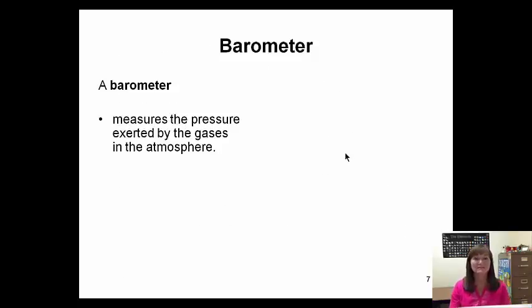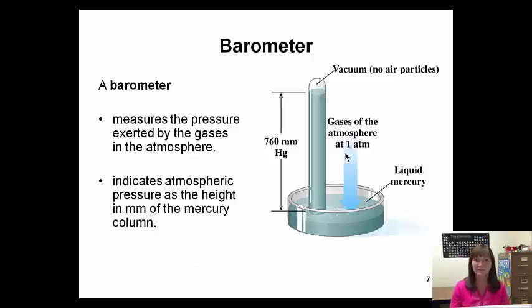A barometer measures the pressure that's exerted by the gases in the atmosphere. So a barometer reads your atmospheric pressure. It indicates your atmospheric pressure as the height in millimeters of mercury, as a column of mercury. So let's look at this barometer here. You start off by having this basin, a tub of mercury, and you fill a glass tube all the way to the top with mercury. And then you invert it into your basin of liquid mercury at the bottom.